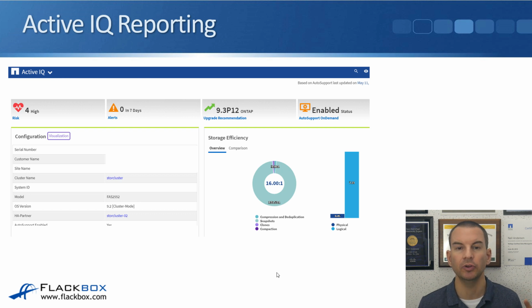If we have a look in ActiveIQ, with ActiveIQ, your storage system is sending statistics to NetApp on a weekly basis. You can get reports on that by looking in ActiveIQ. In ActiveIQ, it also reports it as a ratio. Here you can see that we're achieving a 16:1 ratio of storage efficiency.